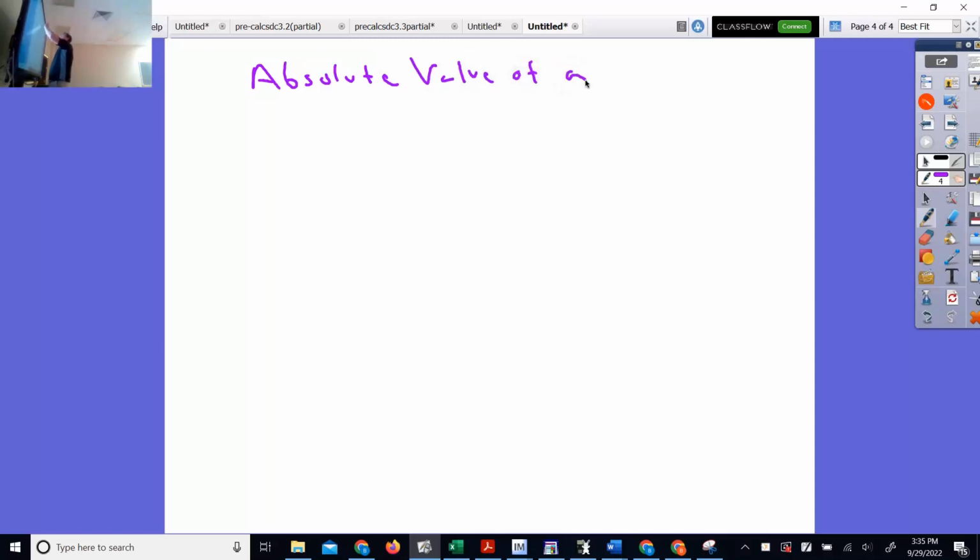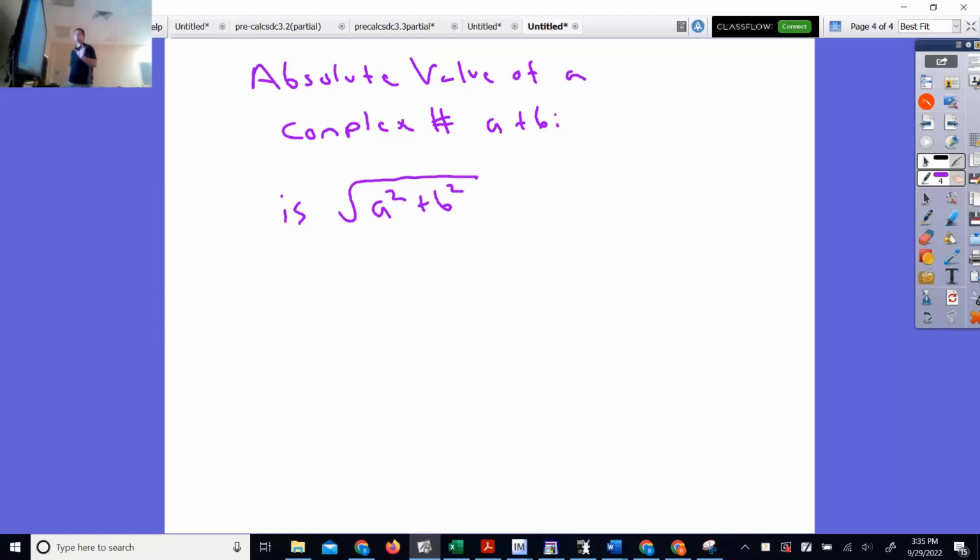The absolute value of a complex number a plus bi is the square root of a squared plus b squared. That's all it is, because that's all we did. Think about it. We did a little Pythagorean theorem or distance formula, however you want to think about it. We did the square root of a squared plus b squared, nothing more.